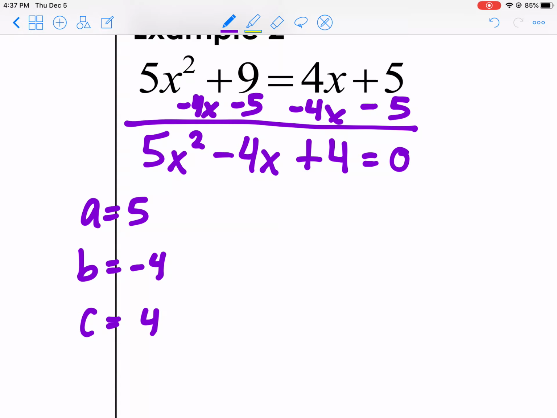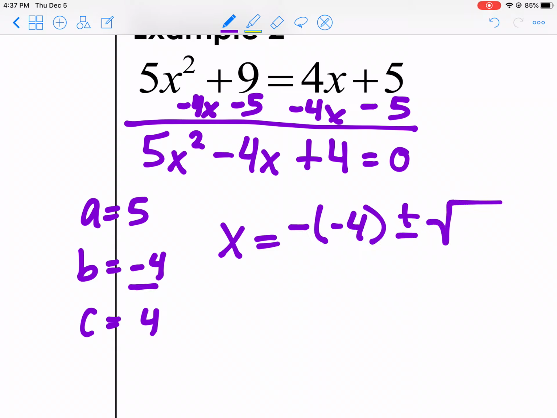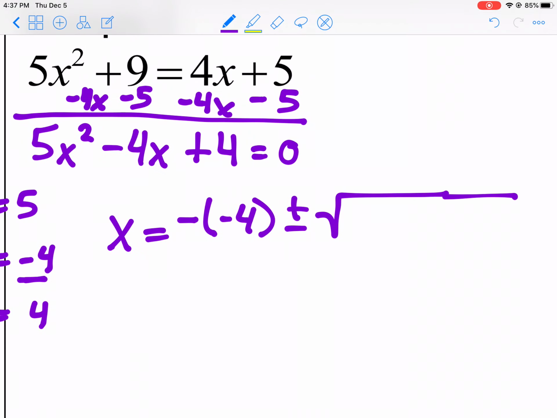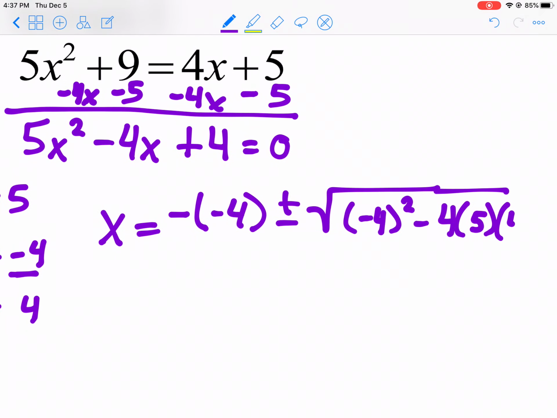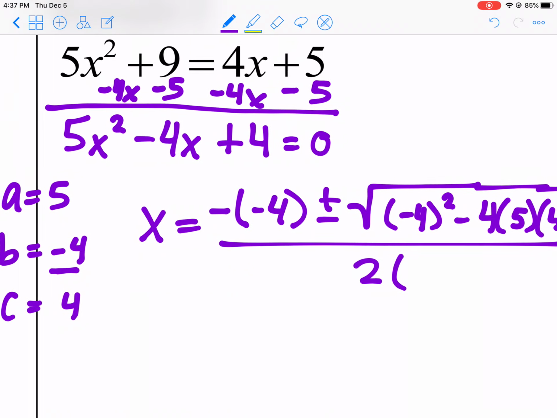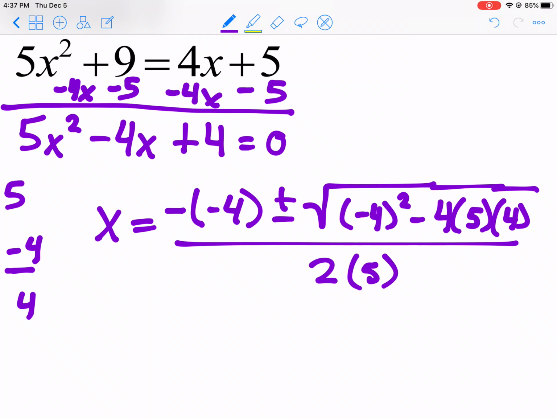The next one is to plug it into the formula. So we have x equals negative b, since b is -4, that's what goes here, plus or minus the square root of b squared minus 4ac. A is 5, c is 4, all over 2a. A is 5. There we go there.